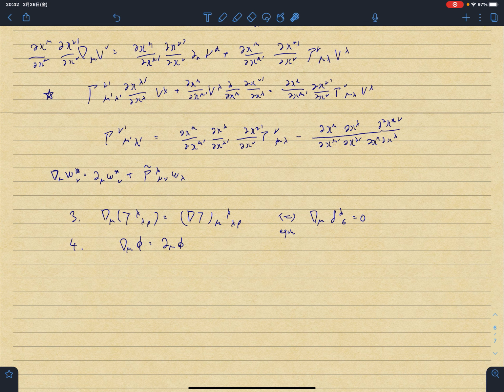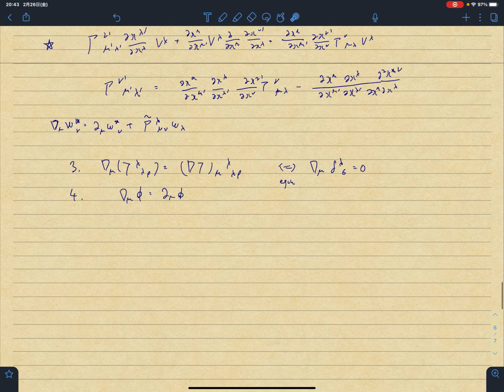The gamma, or covariant derivative, is applied to an arbitrary scalar phi.